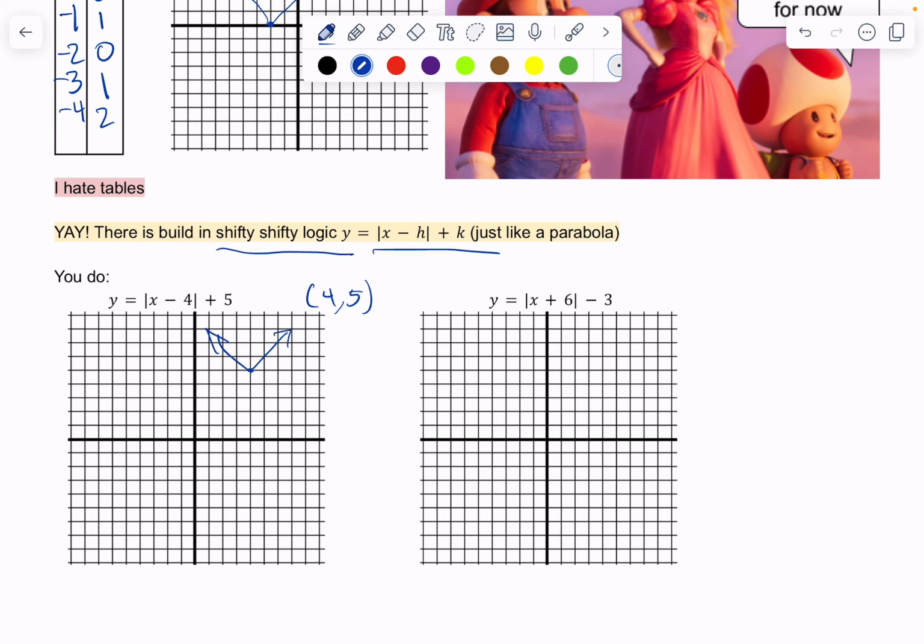And on this one, it is going to be negative 6 and negative 3. That is negative 6, down 3. Let me do this. And up. There you go. Absolute values. Hopefully you got that.